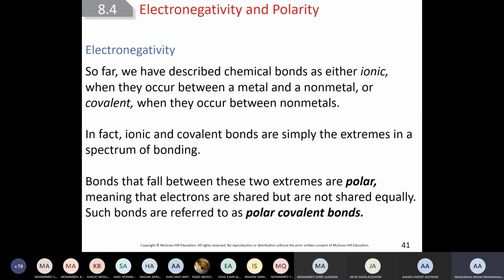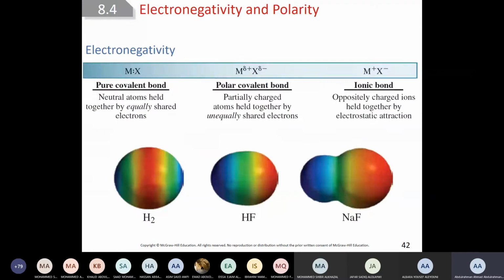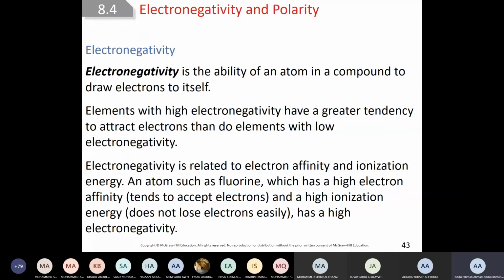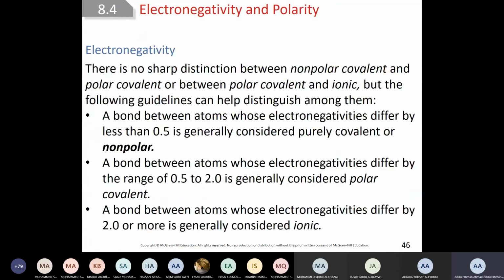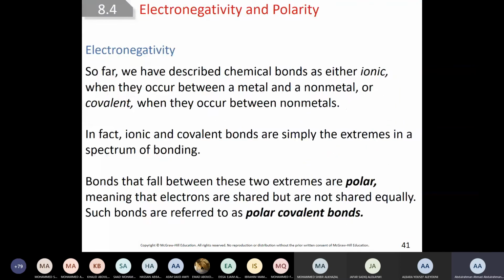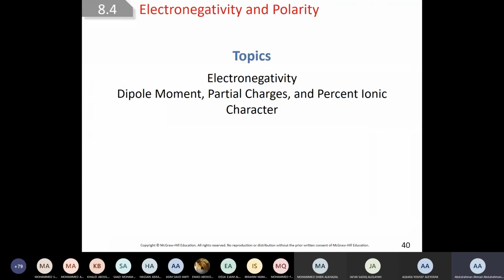electronegativity. I will tell you now. If we have nitrogen, or even start with hydrogen and hydrogen. Start with hydrogen and hydrogen. Where are the electrons between this hydrogen and this hydrogen? In the middle, exactly in the middle.